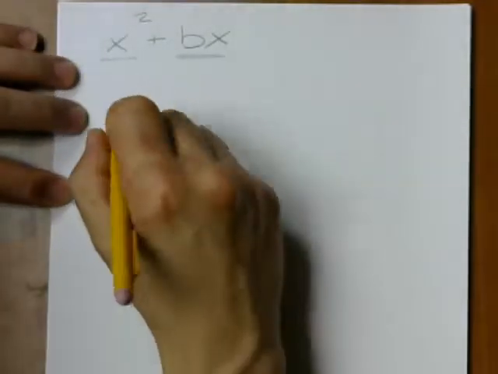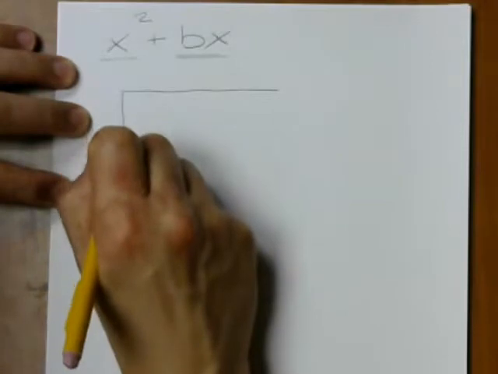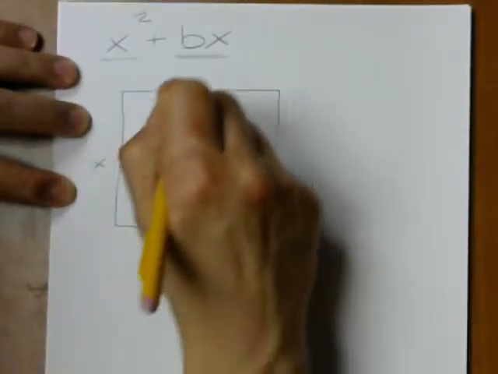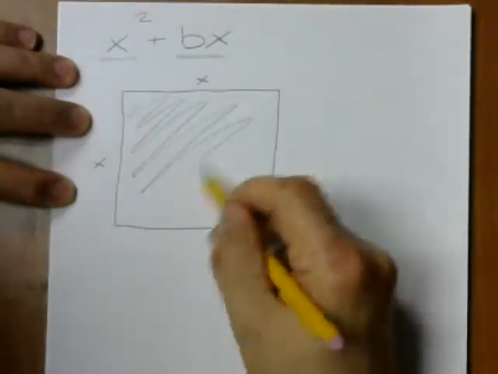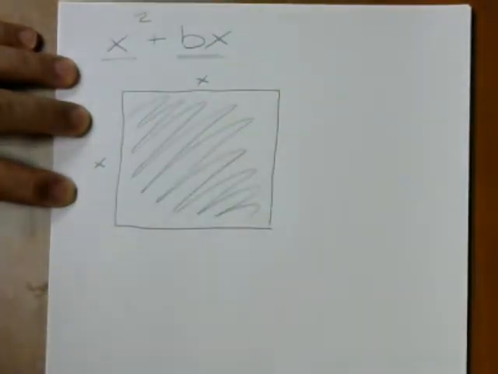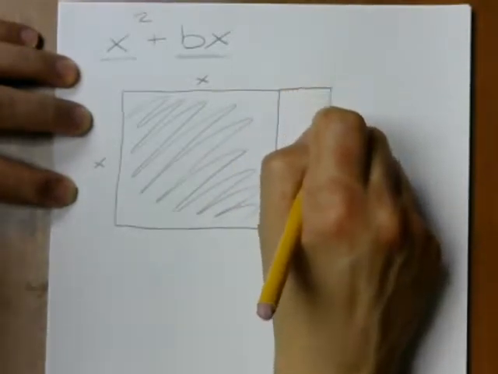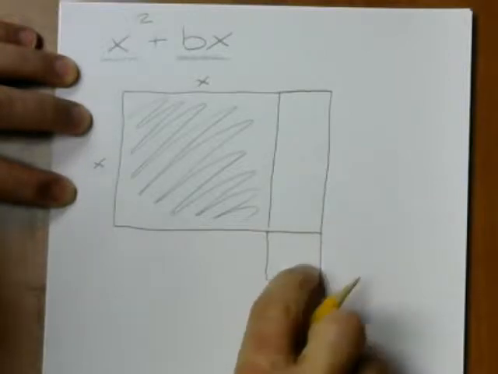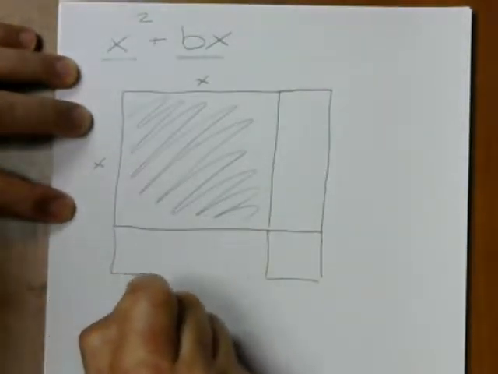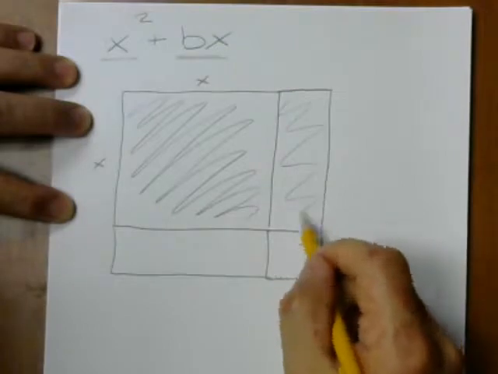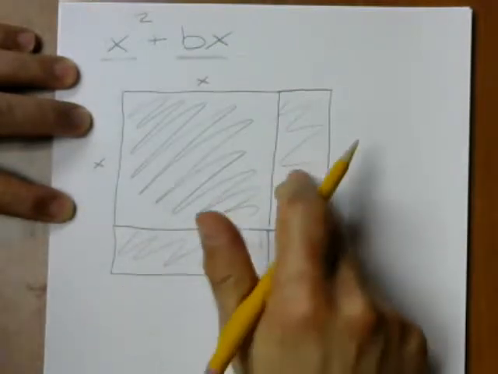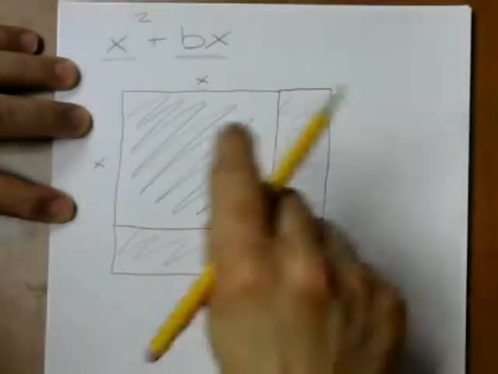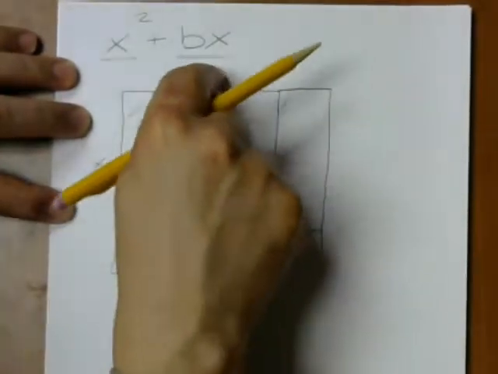So how could we visualize this? Well, visualizing x squared is easy, right? It would just be some square of size x, where the area is x squared. And I want to add a square here to make this into a bigger square. So I would need these two sides together to represent bx. This plus this is bx.